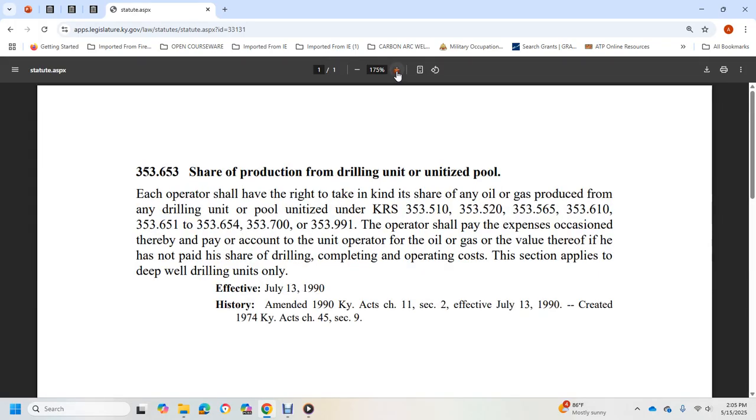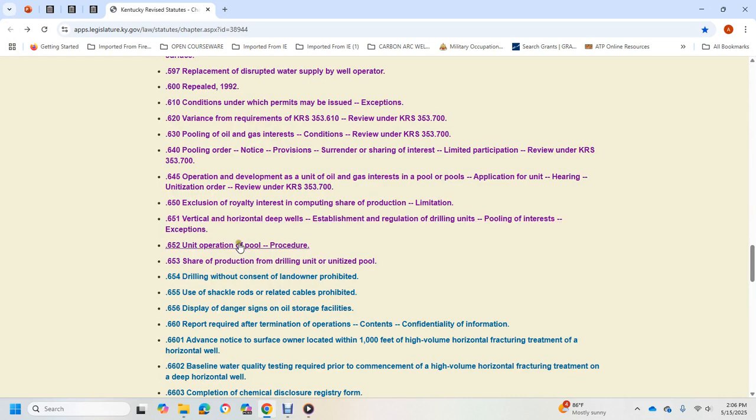353.653, share of production of the drilling unit, unitized pool. Each operator shall have the right to take in kind its share of the oil and gas production of the drilling unit pools, unitized under Kentucky Revised Statute 353.510, 520, 565, 610, 651 through 654, 700, and 353.99-1. The operator shall pay the expense of the allocation thereby and pay an account to the unit operator for the oil and gas fair value thereof that has not been paid as a share of the drilling, completing, and operating costs. This section applies to deep well drilling units only.